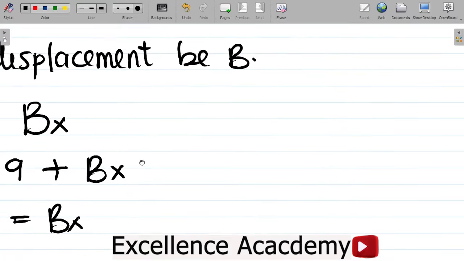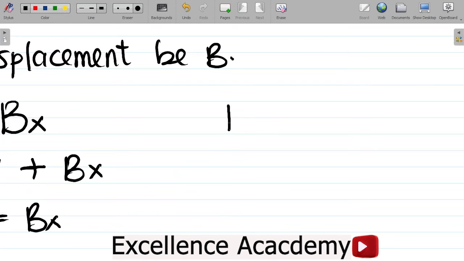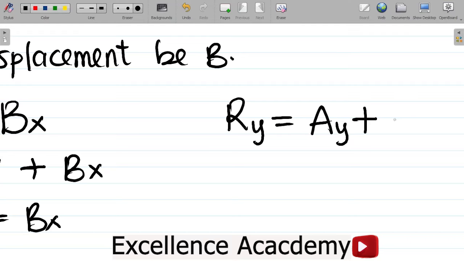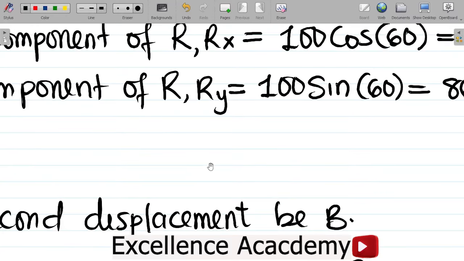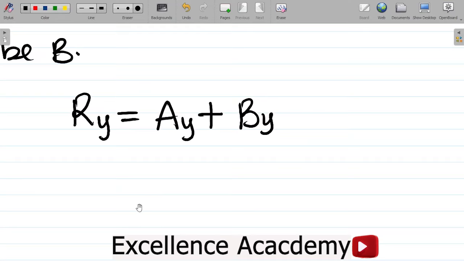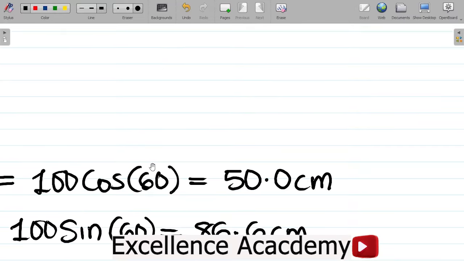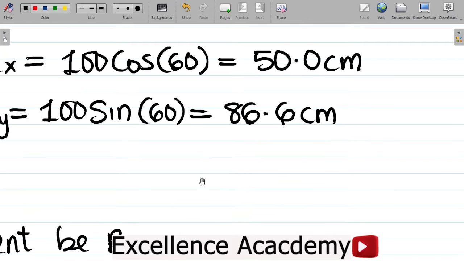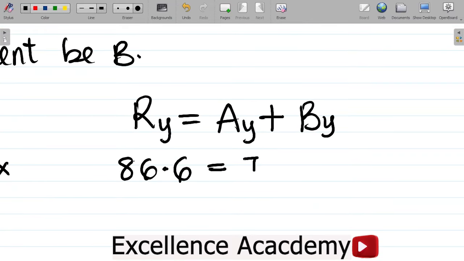Again, with the same concept, the resultant vertical component is equal to the sum of the vertical component of A and the vertical component of B. That's AY plus BY. What's the value of RY? RY is 86.6. So I have 86.6 is equal to, what's AY? AY is 75.0. That's 75.0 plus BY.